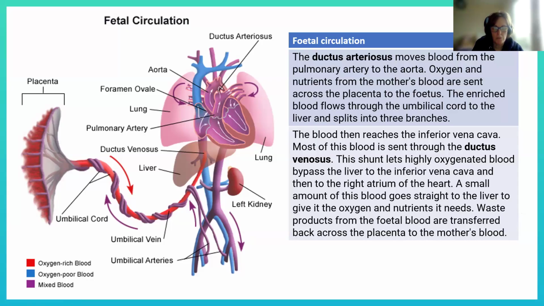So rather than doing the loops that we would expect, because it can't go to the liver and to the lungs in the fetus, we have these two ducts moving the blood. Ductus arteriosus, so from pulmonary artery to the aorta, arteriosus meaning arteries, and the ductus venosus there, moving blood to the vena cava.